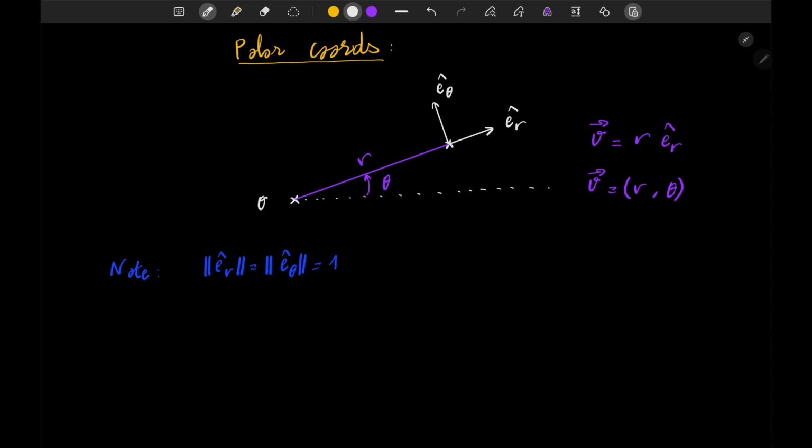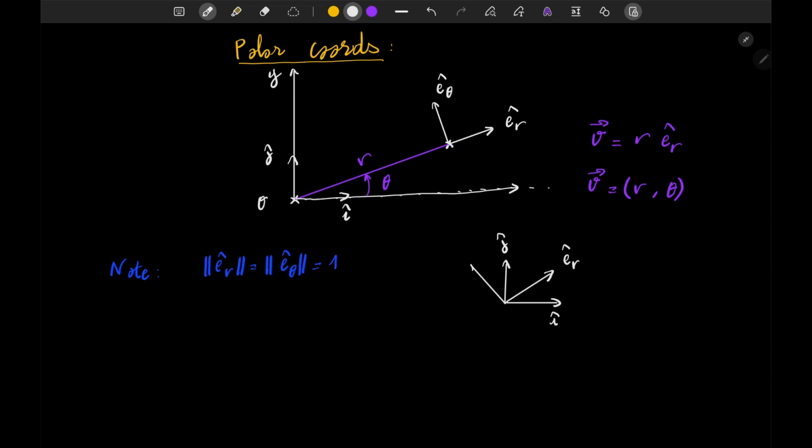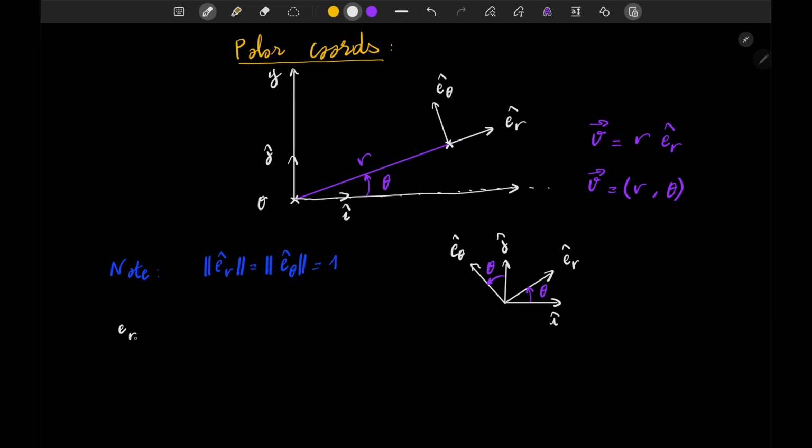Let's shift our attention to a very important question, which is, what is the relation between the polar coordinates and the Cartesian coordinates? To answer that is just a matter of applying Pythagoras' law. So it turns out that e_r is equal to cosine theta i plus sine theta j, and e_theta equals minus sine theta i plus cosine theta j, and I cannot emphasize the importance of these 2 equations.